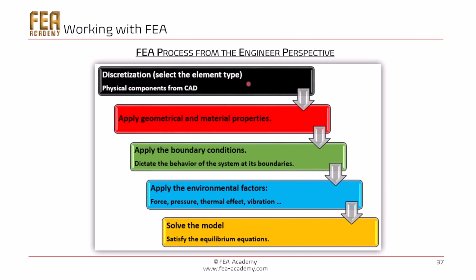The engineer has to select the element type, okay, and is going to represent the physical components from the CAD. And by discretization here, we are talking about the meshing of the system. Then he has to apply geometrical and material properties to the discretization, to the elements. Then he has to apply the boundary condition.